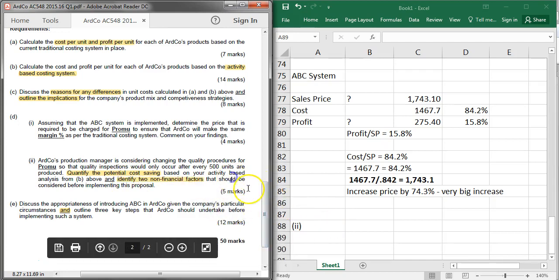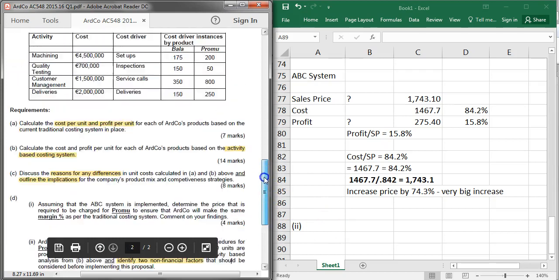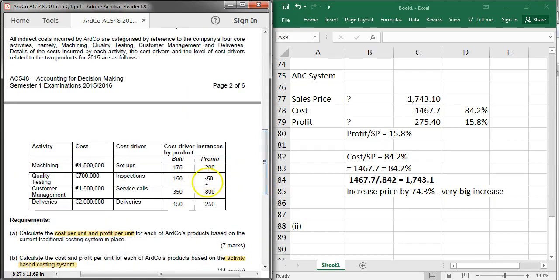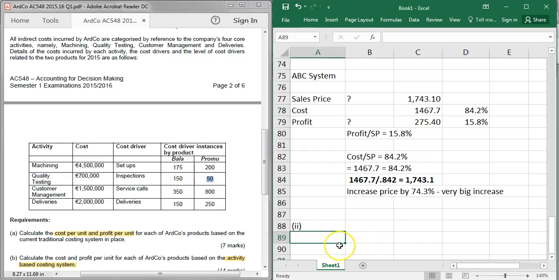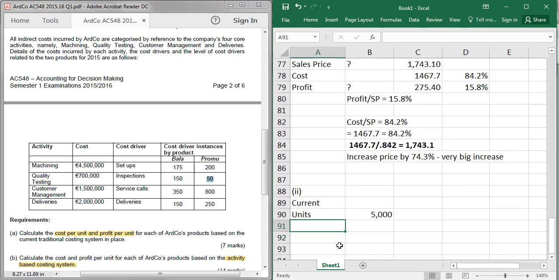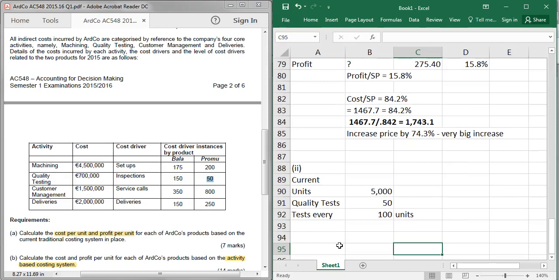So, well, what we want to know is what's currently the procedure. Well, currently the procedure is promo had 50 quality tests. So the current is the units are 5,000 for promo, and the quality tests were 50. So that means tests every 5,000 divided by 50 is every 100 units. So what they're saying there is they currently test every 100 units based on the information that's given.